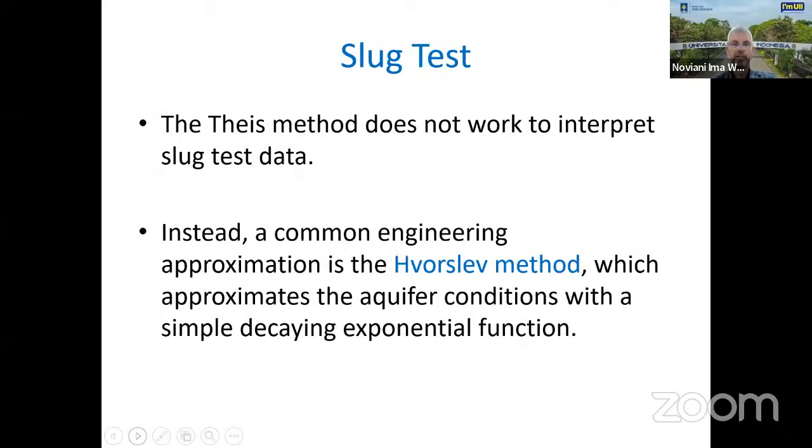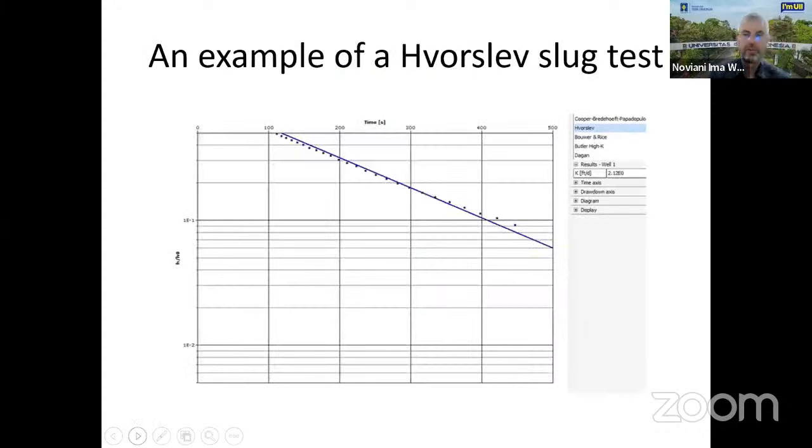Good. So for slug tests, the method that I explained to you earlier wouldn't work to analyze the test data. For slug tests, you would use a different method. It's a method that is related to the earlier one, but slightly different, and it's designed for approximating hydraulic conductivity values from slug test data.